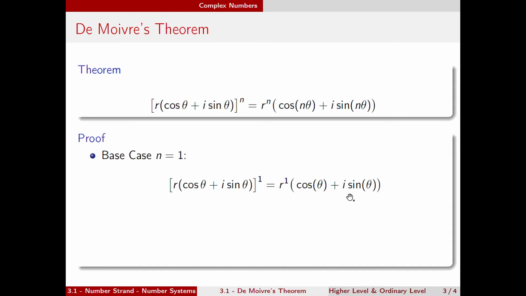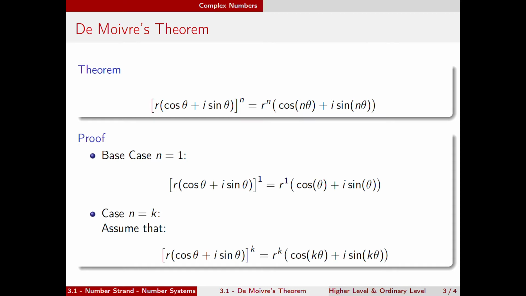Our next step is to let n equal k and assume that r times cosine of theta plus i sine of theta, all raised to the power of k, equals r to the power of k times cosine of k theta plus i sine of k theta is true. So we will assume that this is true.